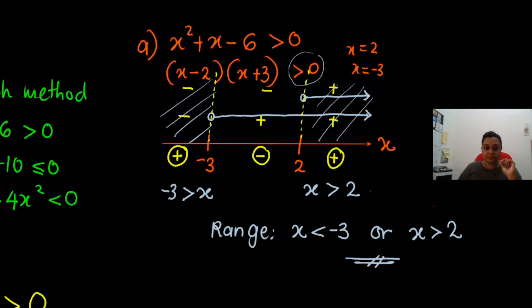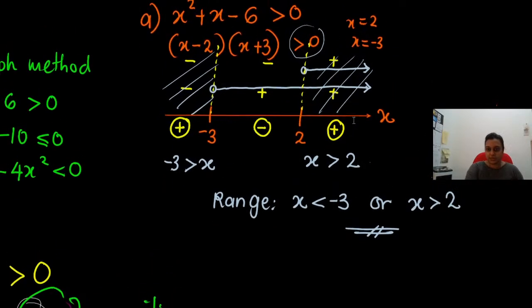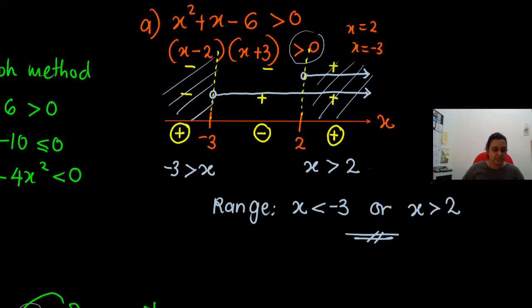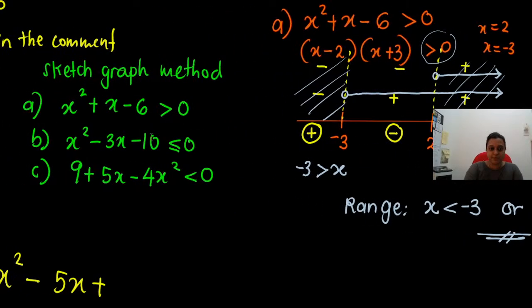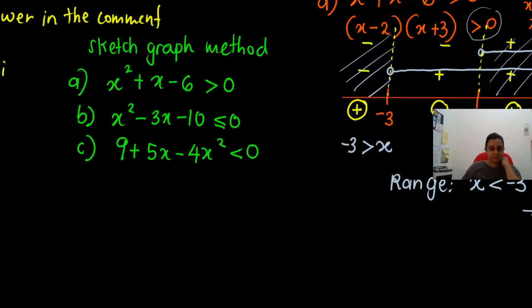Okay, shall we do B? But I'm going to use sketching the graph method. Because after this I'm going to show table method already, the last method that you need to know. Okay, let me erase this one. Okay, so far so clear. Okay, we go to question B. Okay, let me erase here. Alright. Okay, B, let me copy down first.